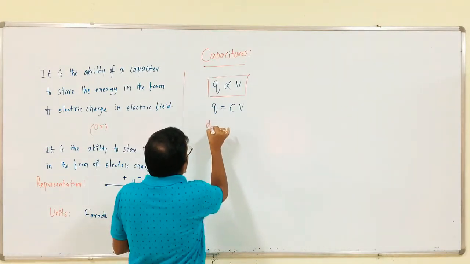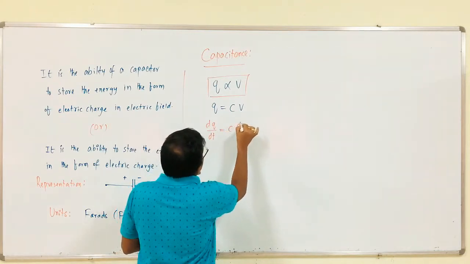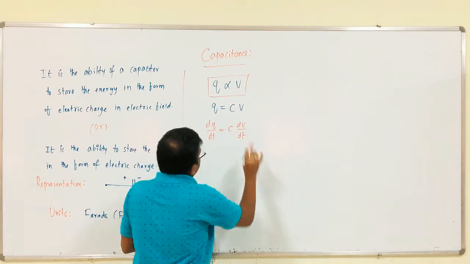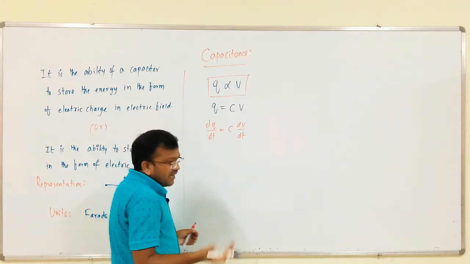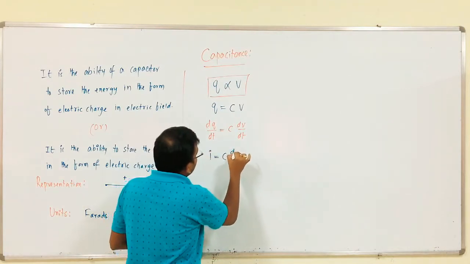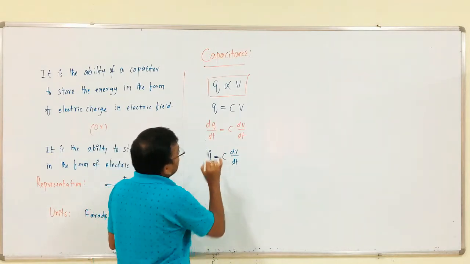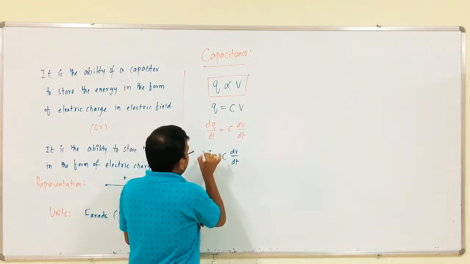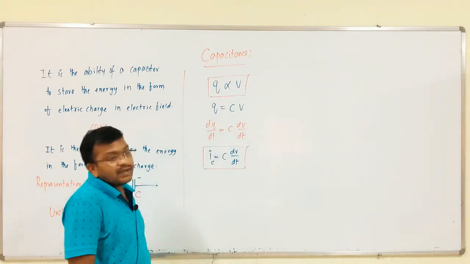So, we have to differentiate with respect to t, C into dV by dt. So, what is the formula for this? dq by dt, rate of change of charge, is nothing but current, C into dV by dt, right. So, this is the charging current for the capacitor.